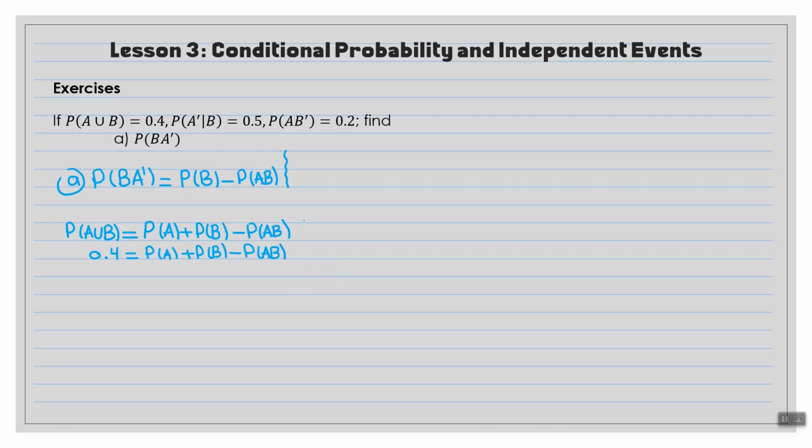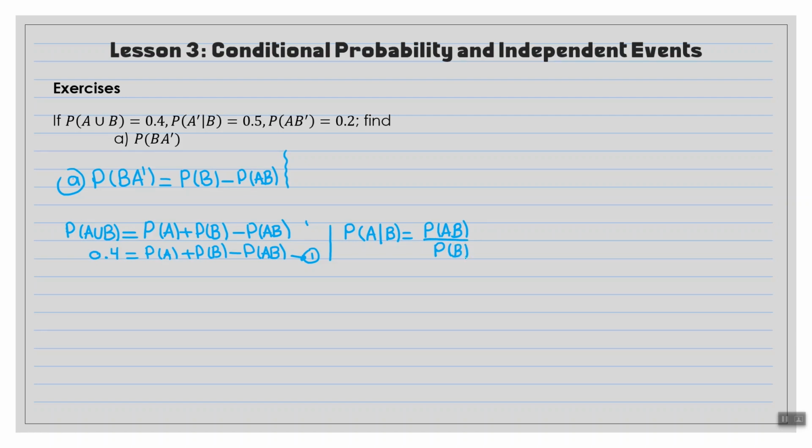So if this was the first equation, let's call this equation 1. So let's investigate together what is the second equation. Well, the second equation can be acquired from here. The probability of A dash with condition to B. We know that the probability of A with condition to B is equal to the probability of AB divided by the probability of the second, which is the probability of B.